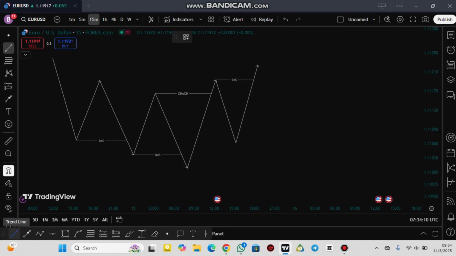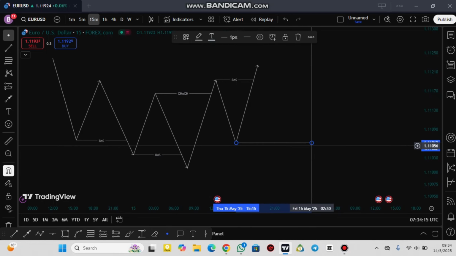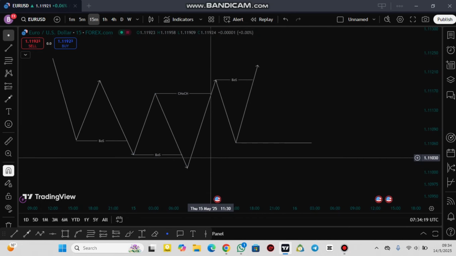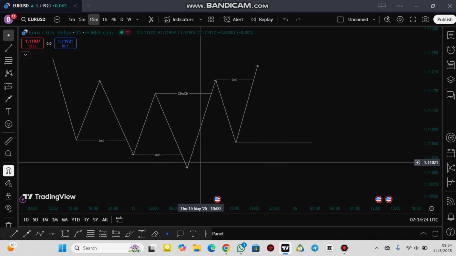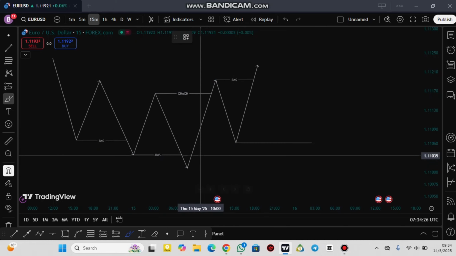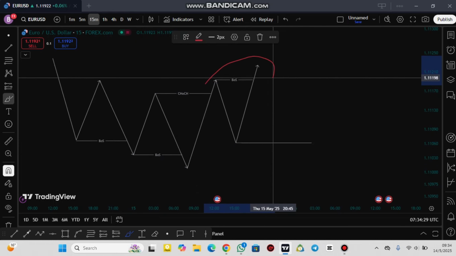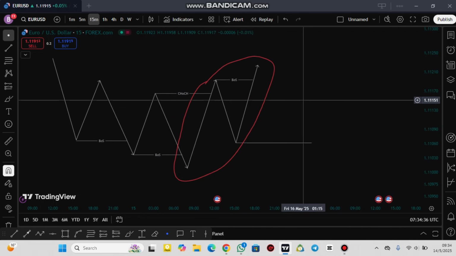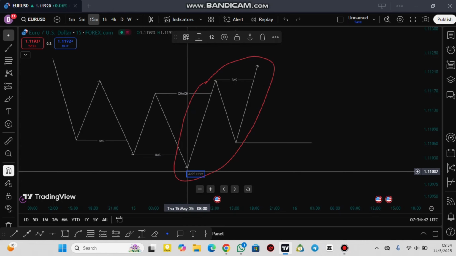Price also creates a higher low, because this low is higher than this low. And if you take a look at this portion alone, what did we say in the previous video? We talked about when we were identifying a bullish trend. What did we say? We said you need to identify a what?